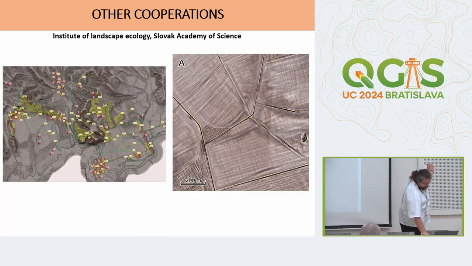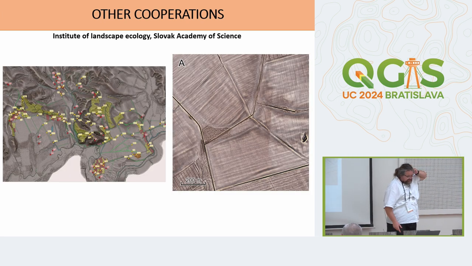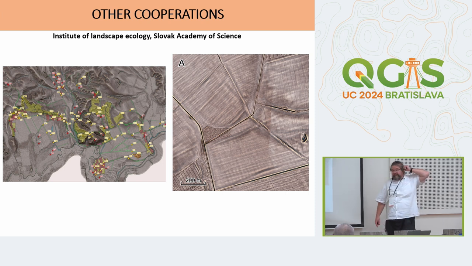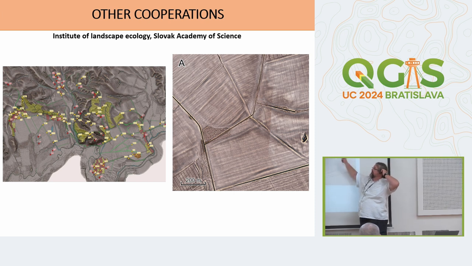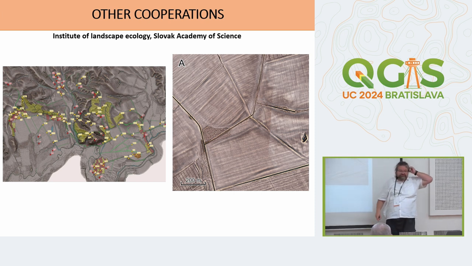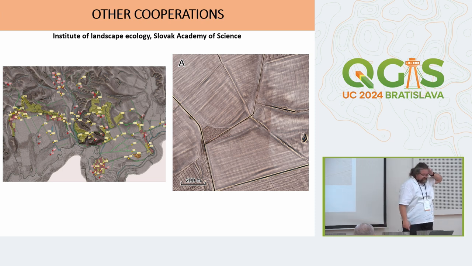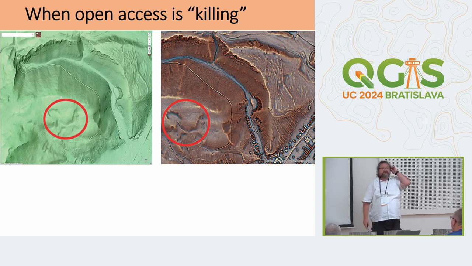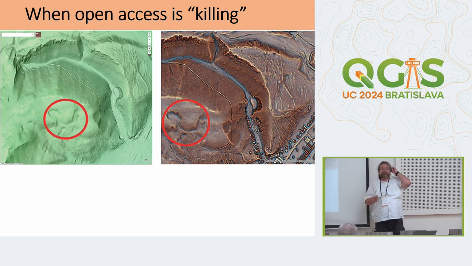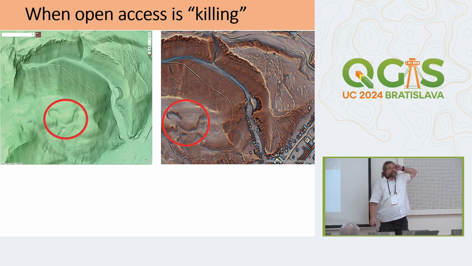For instance, we are working with the Institute of Landscape Ecology, with the application like the tillage direction analysis of plowing directions, which is important because of erosion. And for the conclusion, I have a problem with this data. I really like open data and open access data, but those data are killing the archaeological features, because in those integrated visualizations, you can see two times more than in the classical visualization.